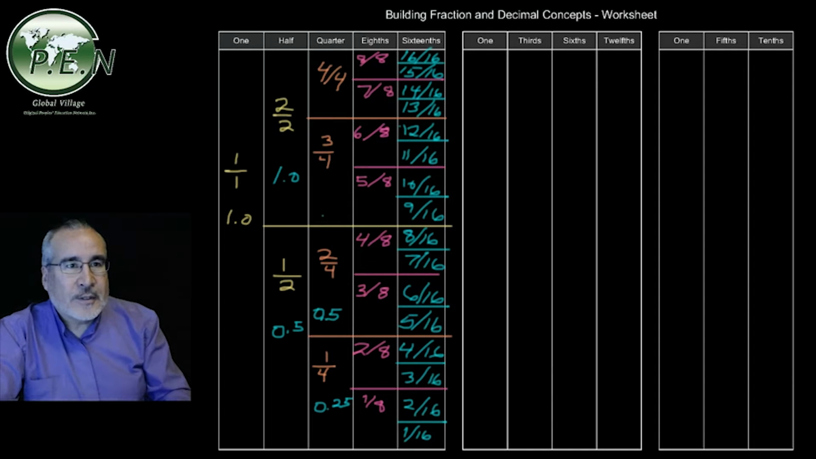3 divided by 4 gives us 0.75. And 4 divided by 4, we're back to our whole, 1.0. And that's going to be an important concept, working with the whole.